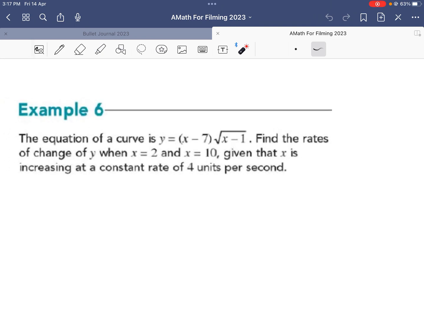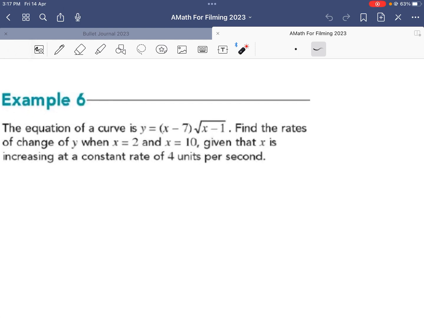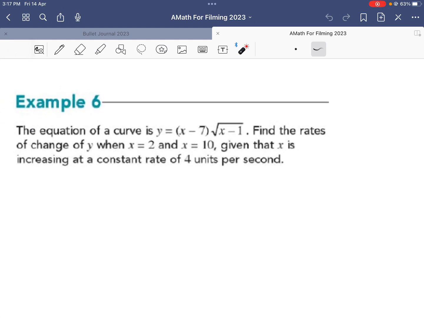So let's look at example 6. This actually occurs in your textbook, book B, on page 37. It says that the equation of a curve is given as that. Find the rate of change of y when x is 2 and when x equals 10, given that x is increasing at a constant rate of 4 units per second. What helps me when solving these questions is to write it out first.